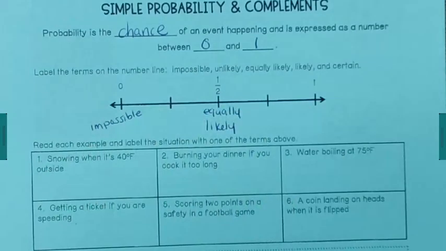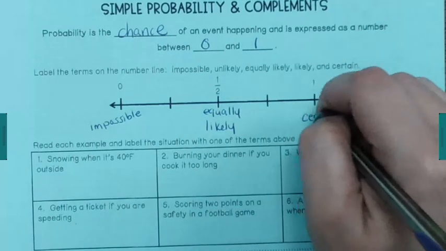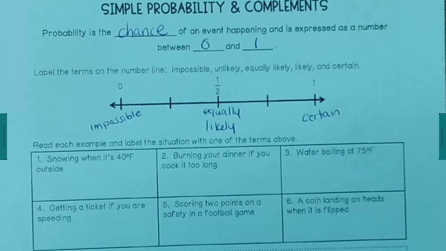And then what are the chances that tomorrow is going to be Wednesday? It's going to happen. So the word is certain. There's no way that tomorrow cannot be Wednesday. It has to be Wednesday. So those are the two extremes, and then right in the middle.